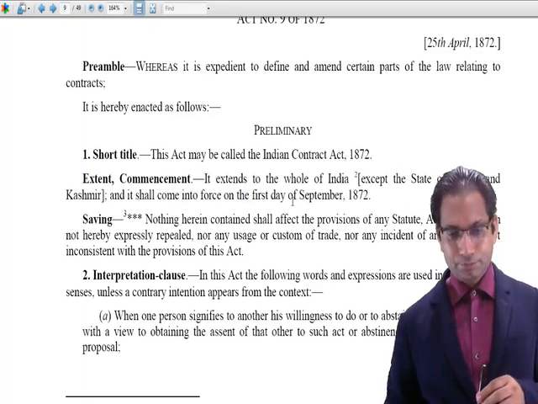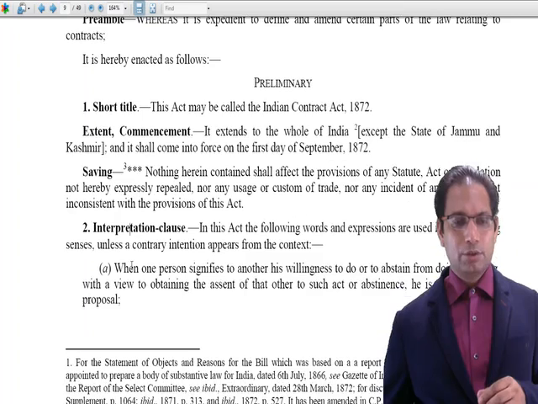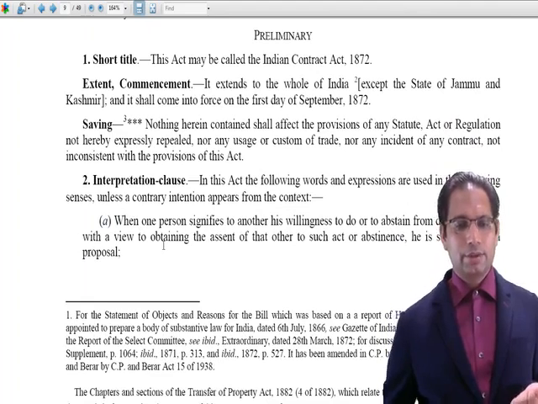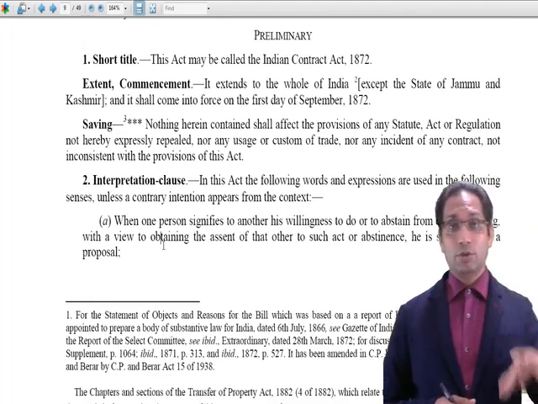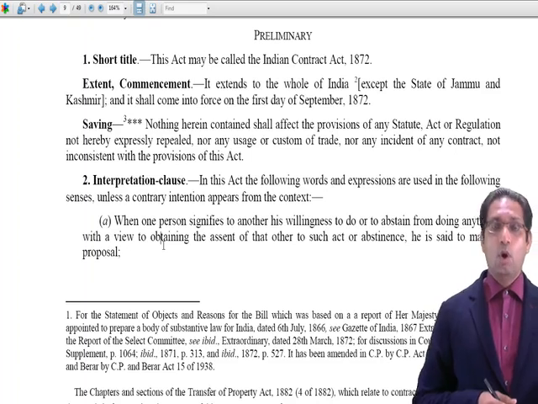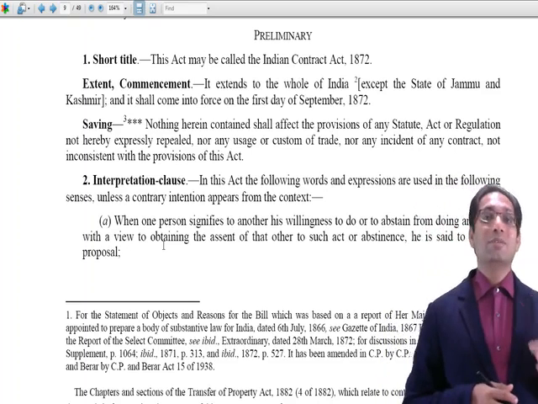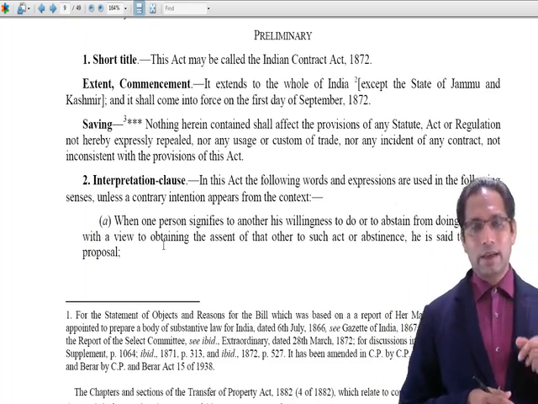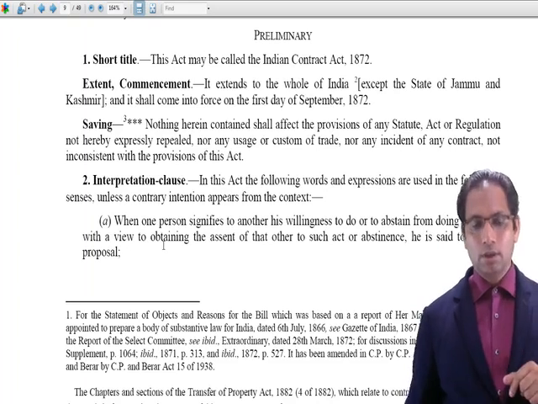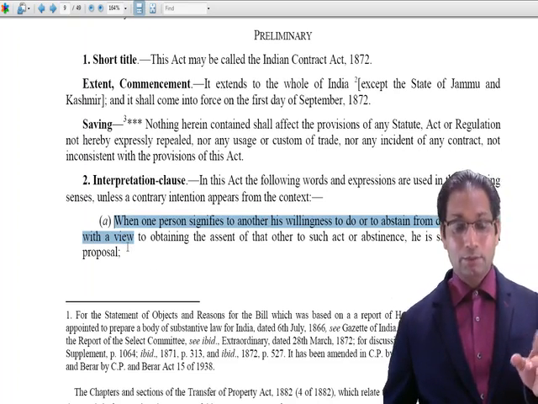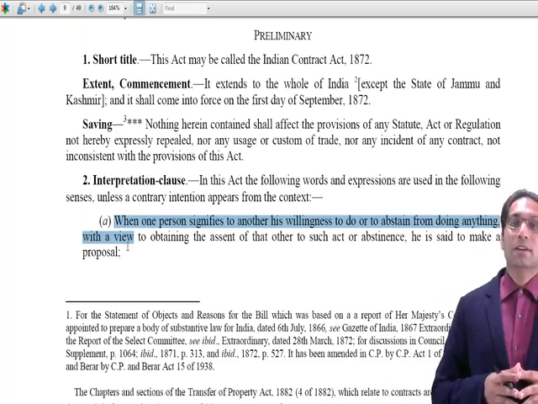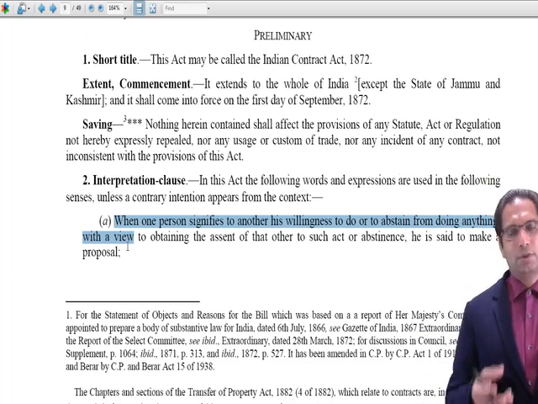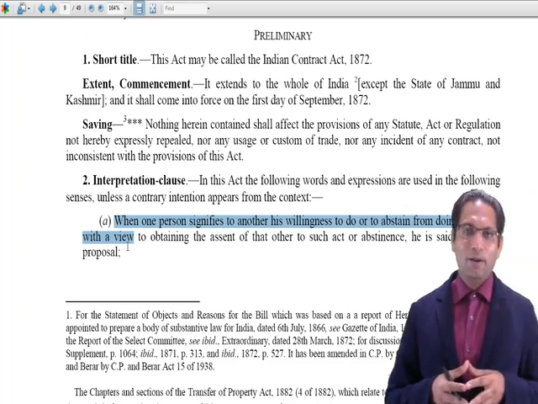Okay, fine. Similarly, we go to section 2 and it is about the interpretation clause, and there, sub-section A says that when one person signifies to another his willingness to do or abstain from doing anything with a view to obtaining the assent of that other to such act or abstinence, he is said to make a proposal. So that is where we are going to write it later on. You also have to figure it out. How will you be able to talk completely like an expert and as a lawyer, right?